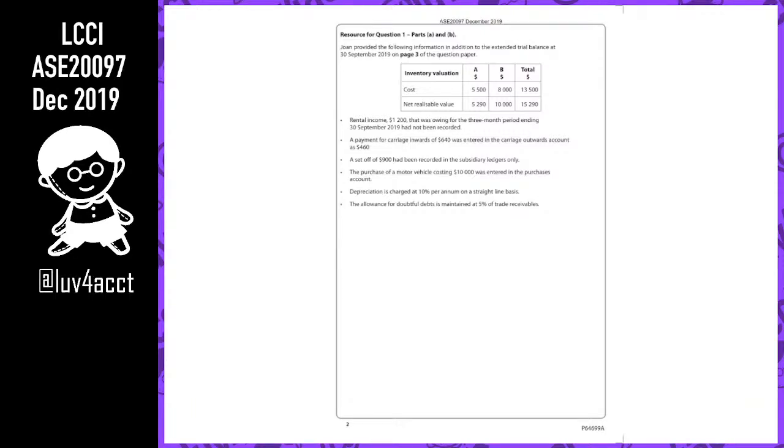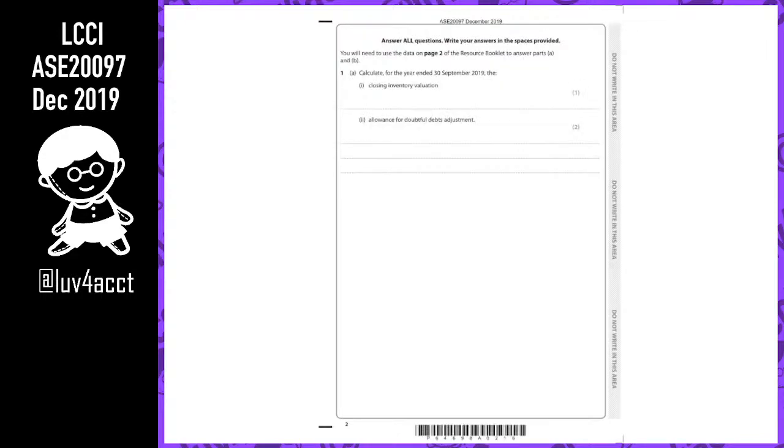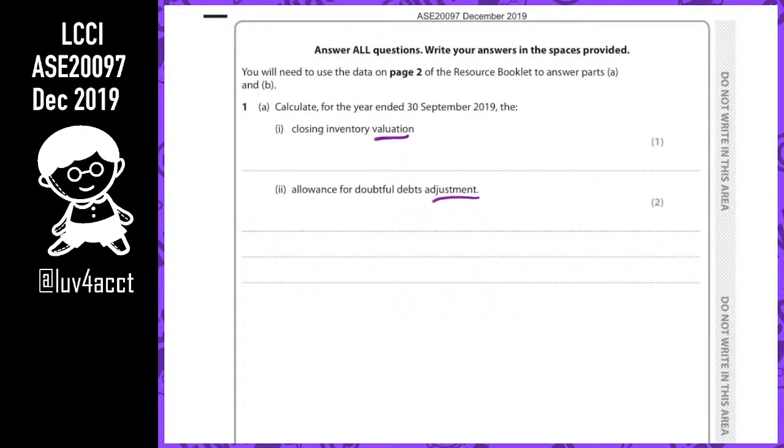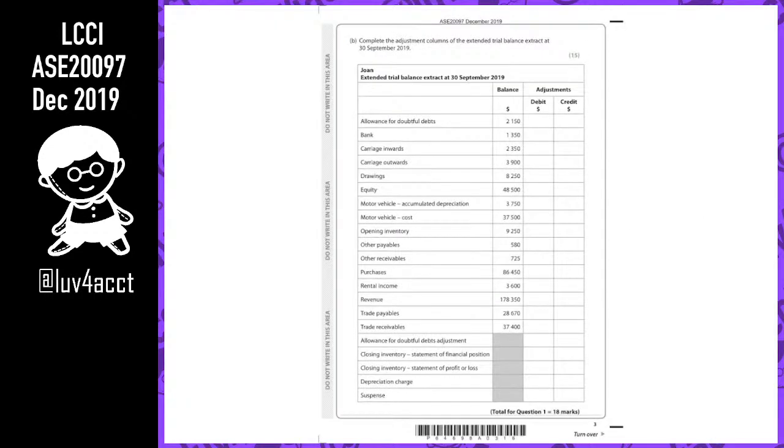Okay, extended trial balance. 6 items, actually 7 items, including the adjustment for inventory. We have to calculate for the year ended the value of closing inventory and then the allowance for doubtful debt adjustment. Okay, but then inventory value. The extended trial balance is 18 marks in total. So let me update the question details. Extended trial balance. So let's start.